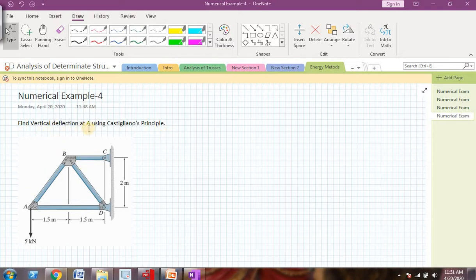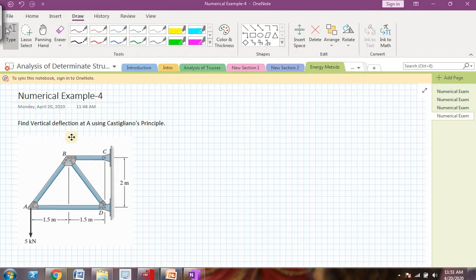So now this is our example. We need to find the deflection at A using Castigliano's theorem. We already found the deflection at A for the same truss for the same loading, but using virtual work principle. Now we will cross verify whether we will get the same answer or not using Castigliano's principle. Of course we should get the same value.